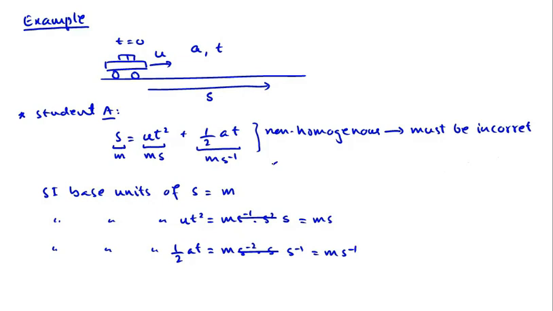It's just like saying that 2 apples plus 3 oranges is equal to 5 mangoes, which is bananas. Totally absurd because you cannot add, subtract, or equate things that are different by nature. And similarly, in physics, you cannot add, subtract, or equate physical quantities that have different SI base units.